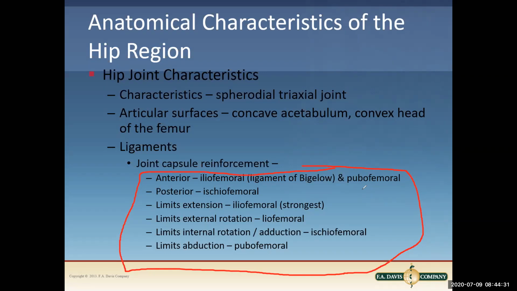We don't have a lot of extension. That's one of the reasons we don't. It also limits us in external rotation. The internal rotation and the adduction side is the ischiofemoral, coming from the ischium down onto the femur. And then the one that limits abduction is probably the easiest one to get. The one that limits us from spreading our legs very wide is the one that comes from the pubis and goes to the femur. That one is kind of self-explanatory.